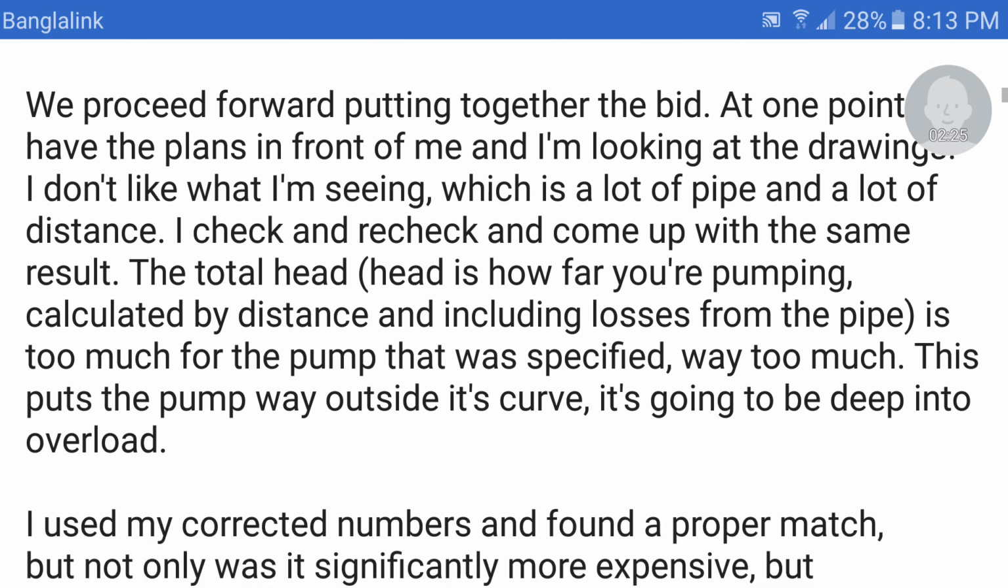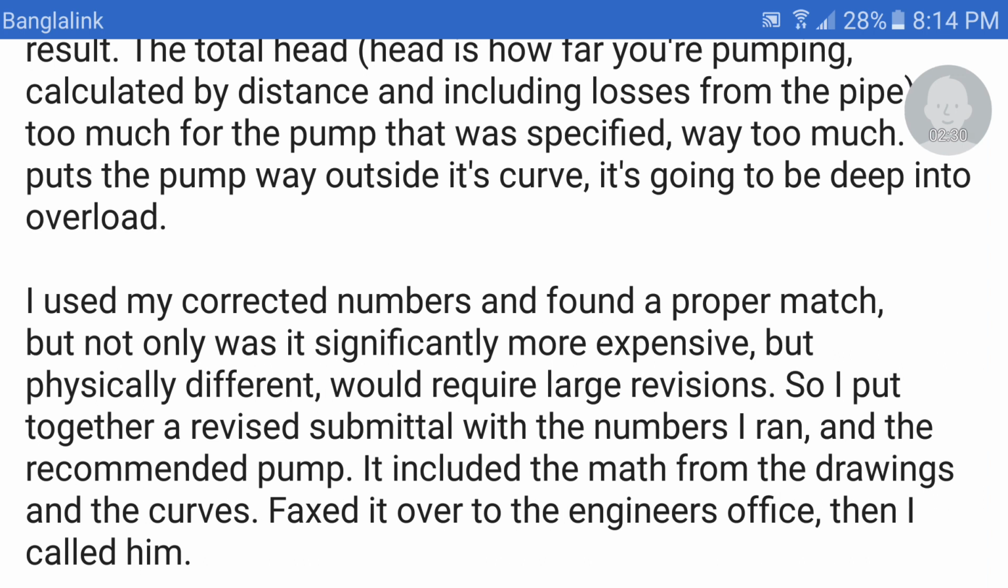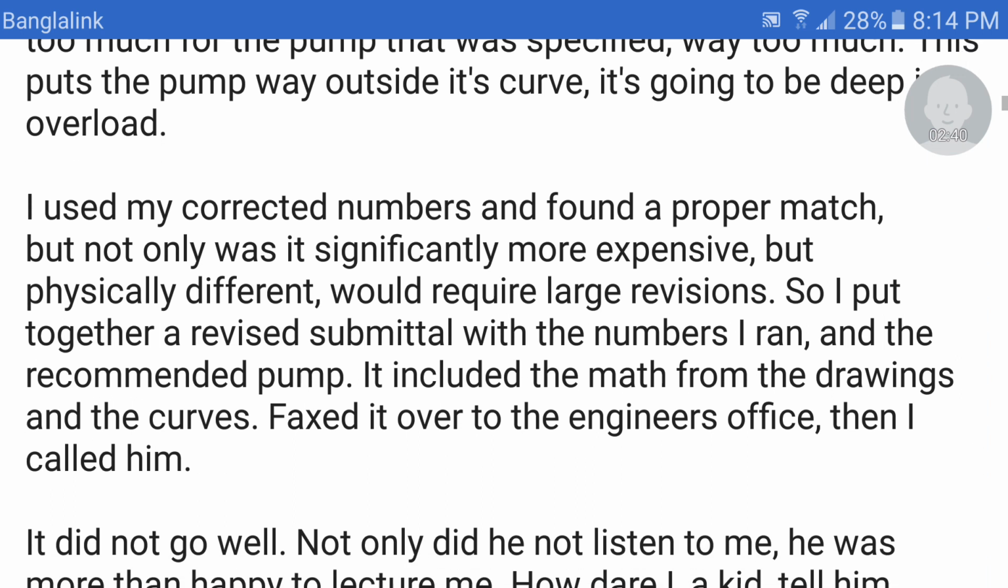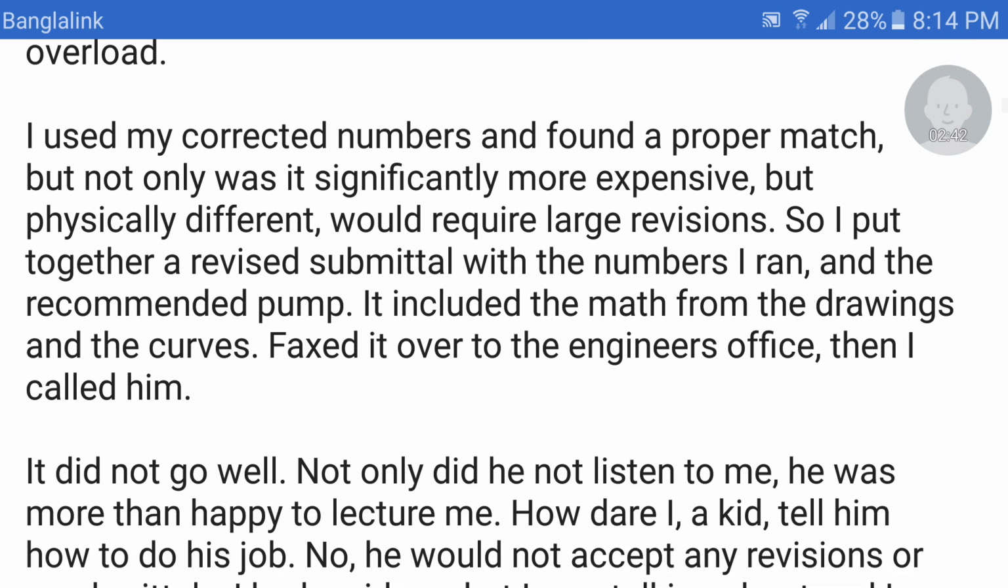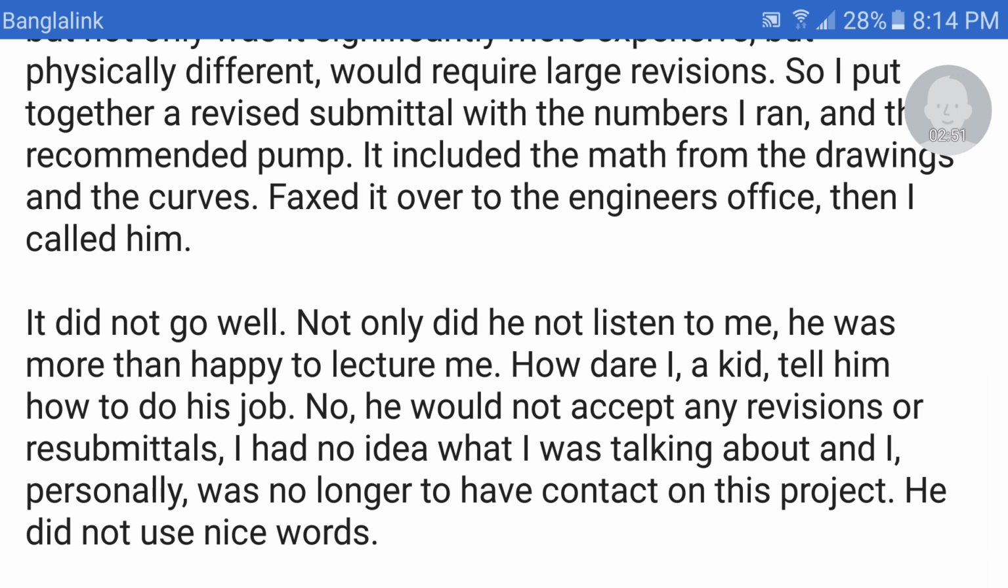I used my corrected numbers and found a proper match. But not only was it significantly more expensive, it was physically different. It would require large revisions. So I put together a revised submittal with the numbers I ran and the recommended pump. It included the math from the drawings and the curves. I faxed it over to the engineer's office, then I called him. It did not go well.